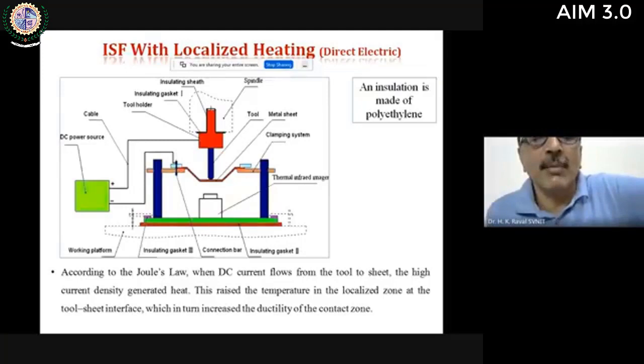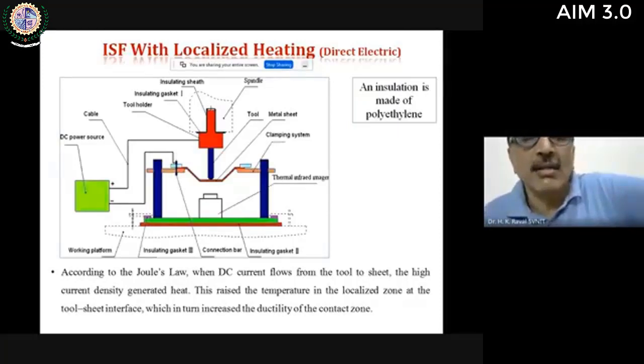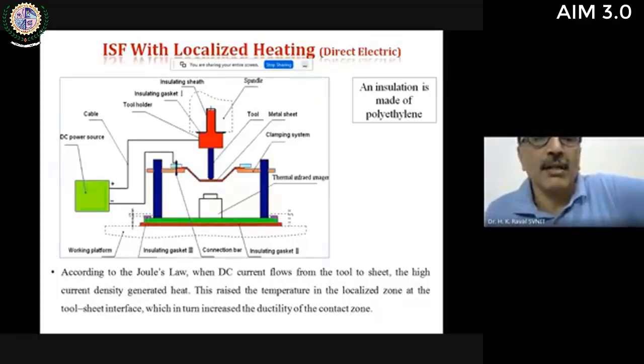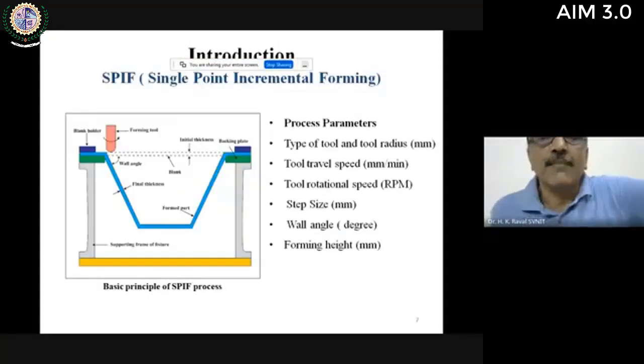But as I have stated earlier, we will be discussing certain investigations on single point incremental forming in the course of our journey started almost 10 years back. Few results we could generate, and this I would like to share with you in this particular presentation.